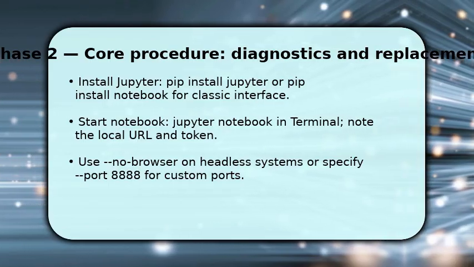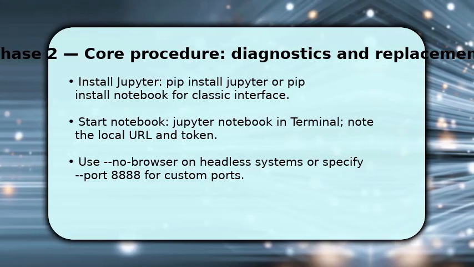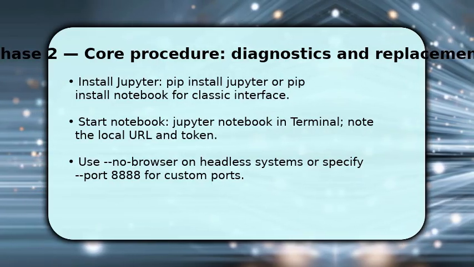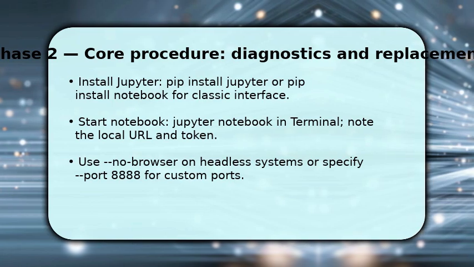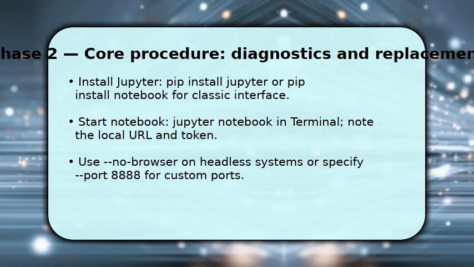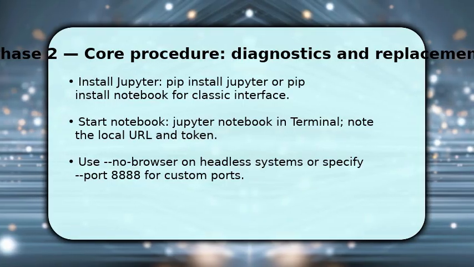Terminal prints a local URL and token. Your browser usually opens automatically. If you need a specific port, add --port 8888. And for remote or headless use, add --no-browser, then copy the URL with token to your browser. Make sure Python paths match, otherwise kernels will fail to launch.